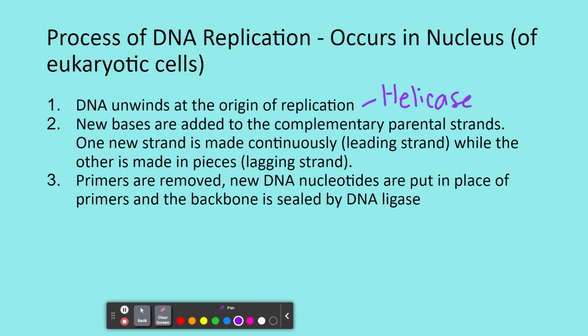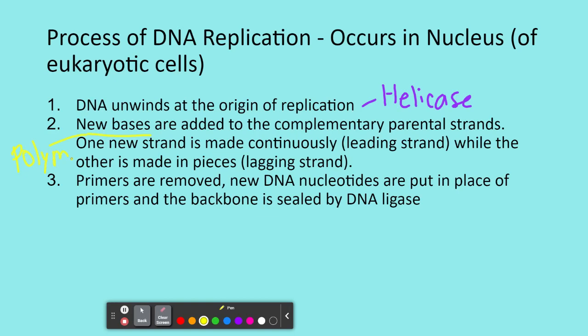Helicase's job is to unwind and make the replication fork. Then once the DNA has been unzipped and opened up, you have the primers coming in. The primers say, okay, this is where we're going to start replication. And then with that, the new bases are going to be made via polymerase.